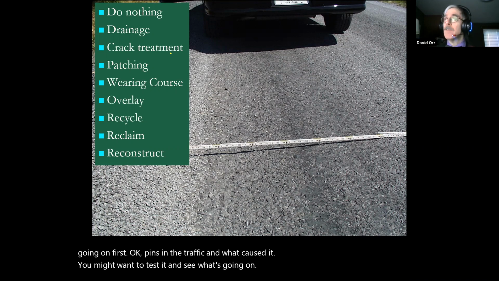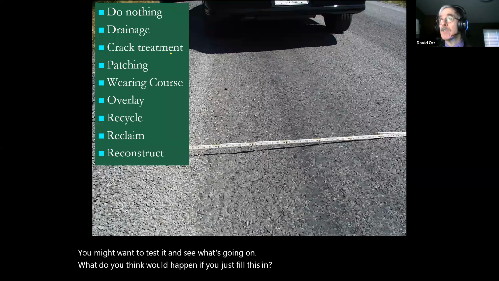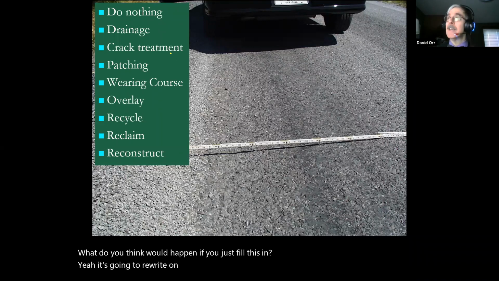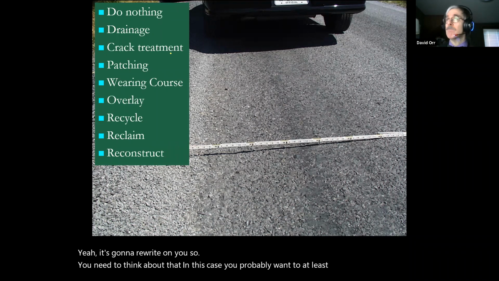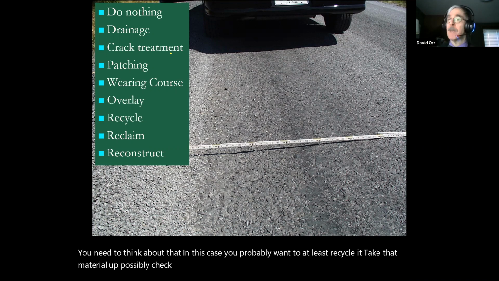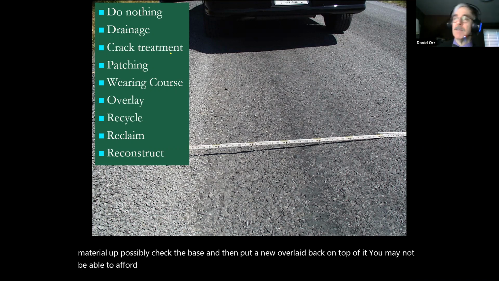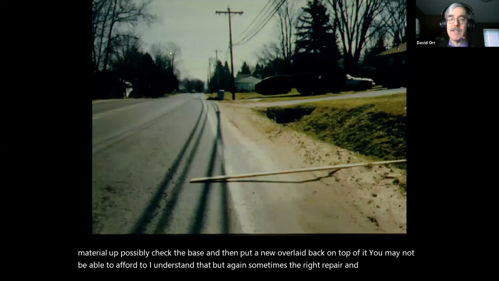What do you think would happen if you just fill this in? Yeah, it's going to rut again on you. So you need to think about that. In this case, you probably want to at least recycle it, take that material up, possibly check the base, and then put a new overlay back on top of it. You may not be able to afford to. I understand that. But again, sometimes the right repair and the optimum repair don't always match up.